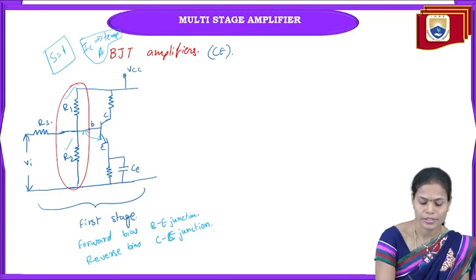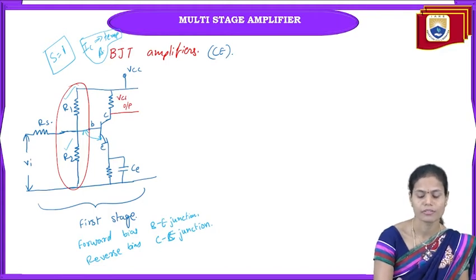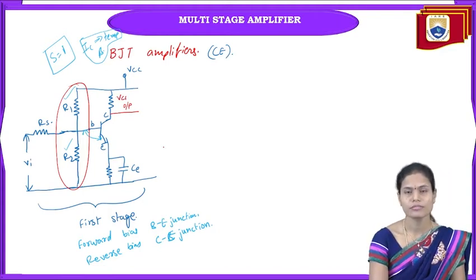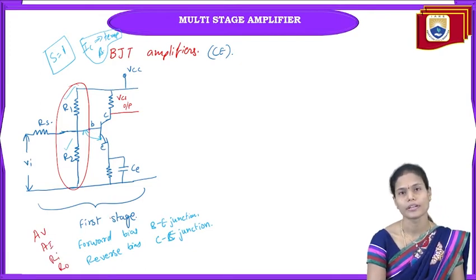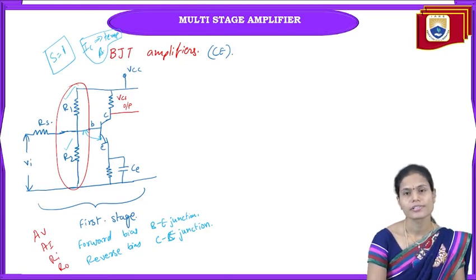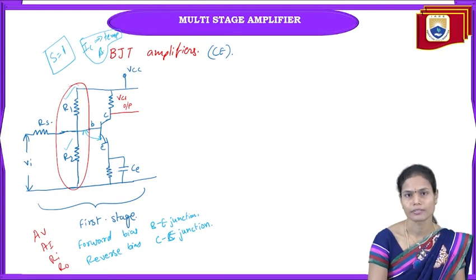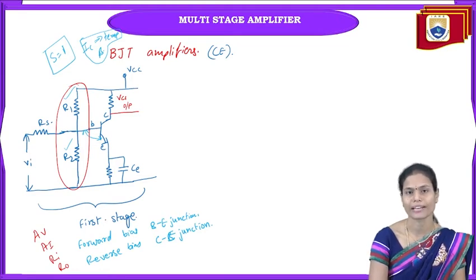And here across the collector we will take the output, or else we can call it BC1. So this is the first stage only. This is the single stage amplifier. It will provide some voltage gain, current gain, input impedance as well as output impedance. I have already mentioned that a single stage amplifier cannot provide sufficient gain to operate for practical applications.